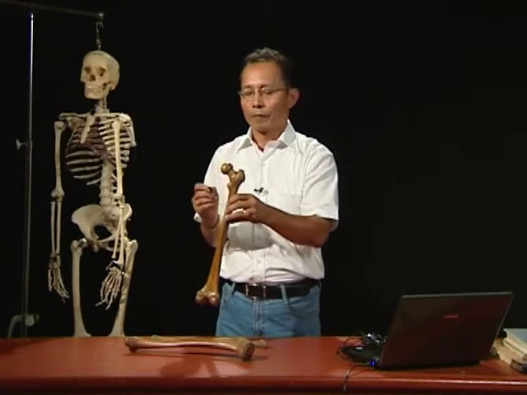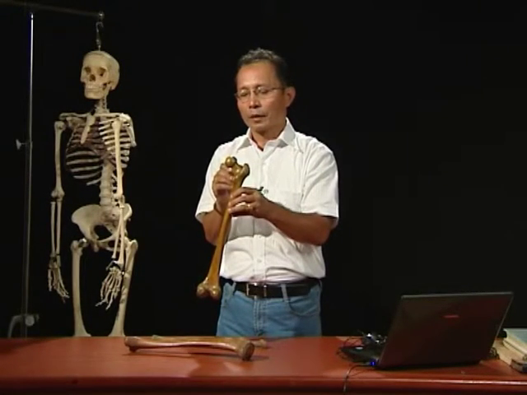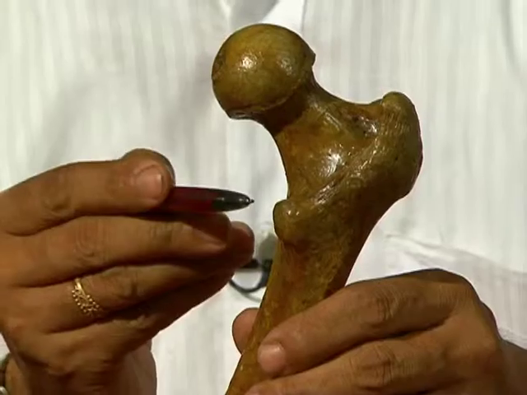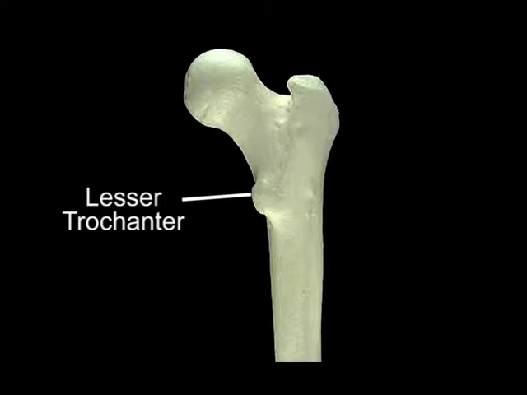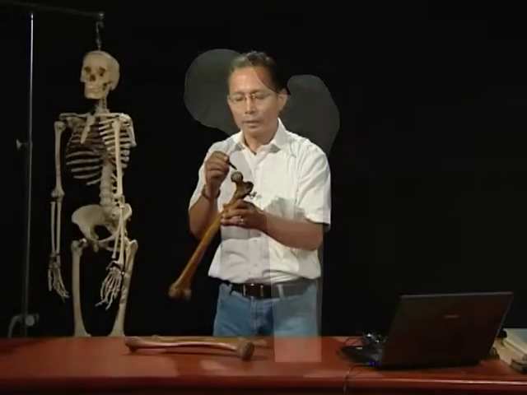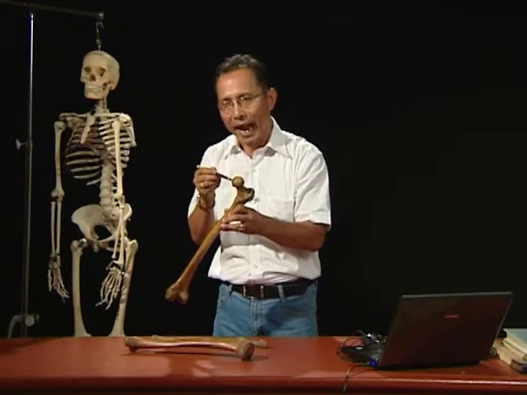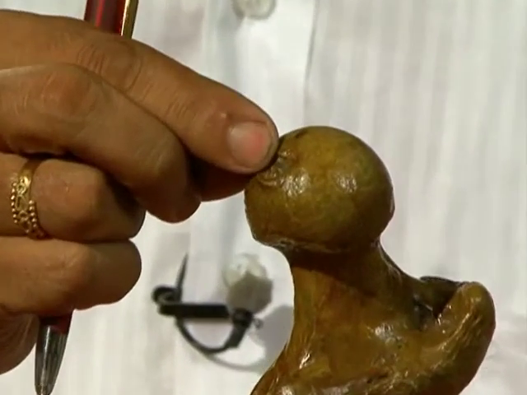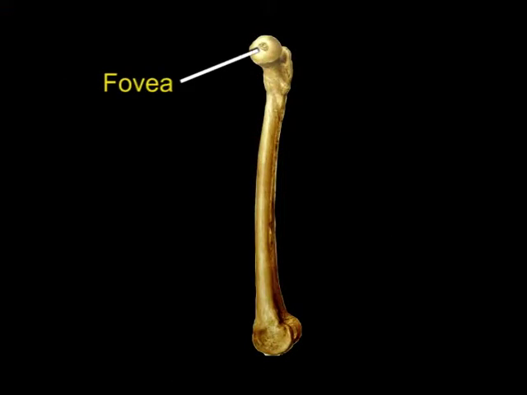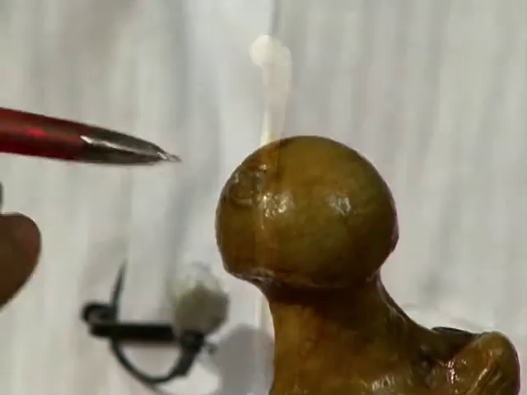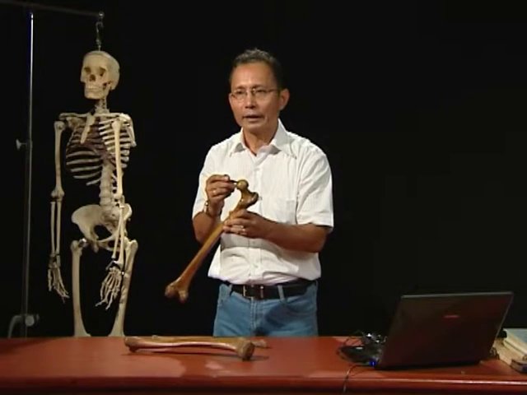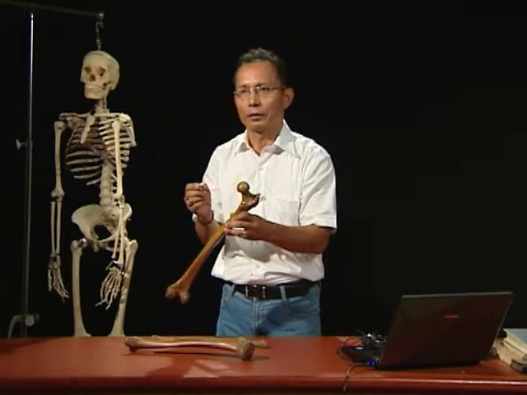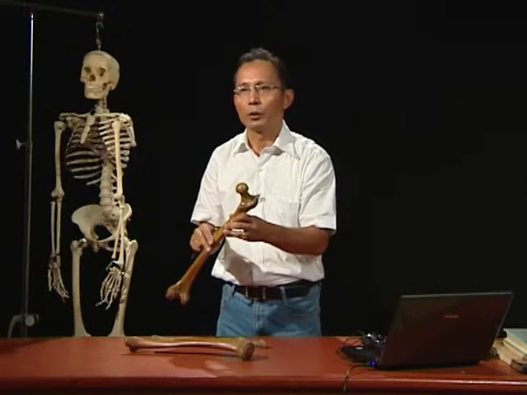And below the neck there is again another projection or elevation which is called the lesser trochanter. A little bit below the middle of the head there is a depression, and this is called the fovea. This is meant for attachment of ligaments so that it doesn't slip out from the acetabulum.